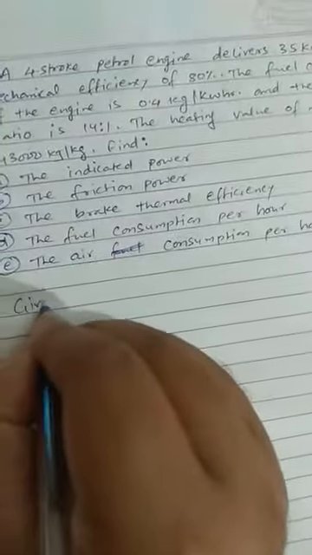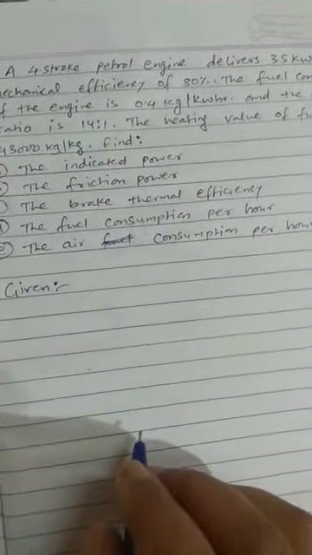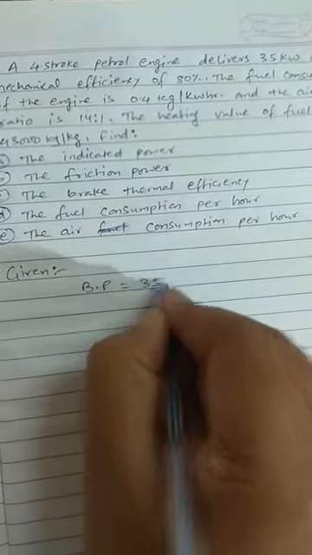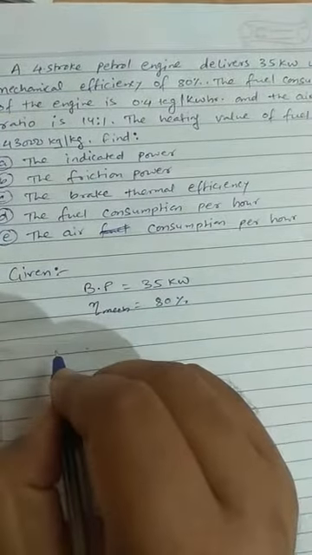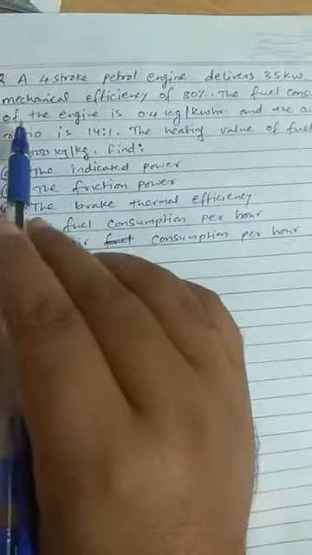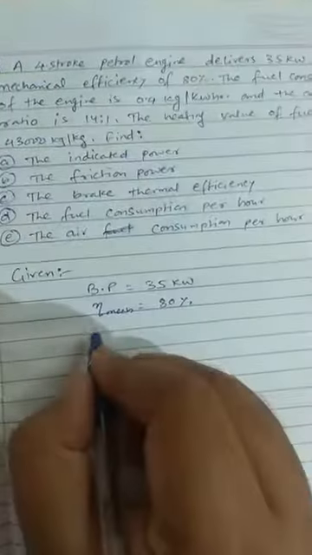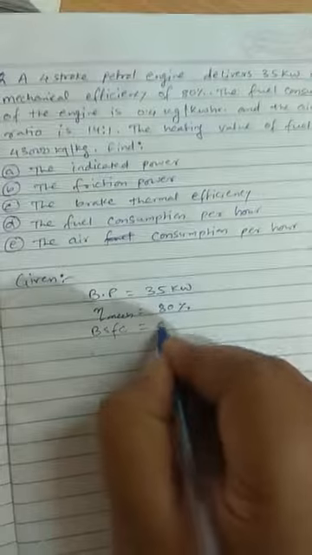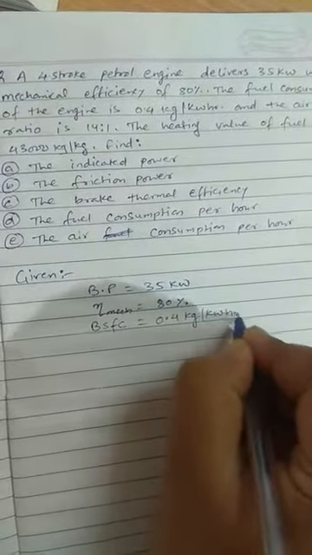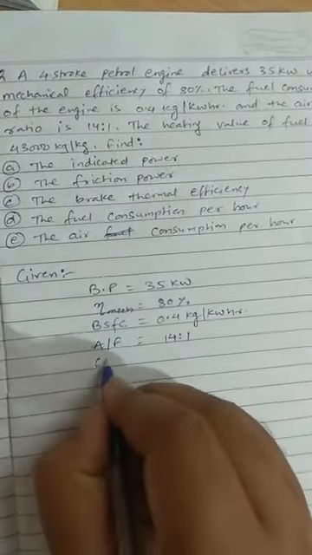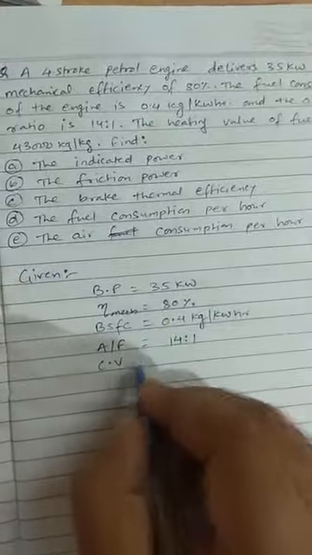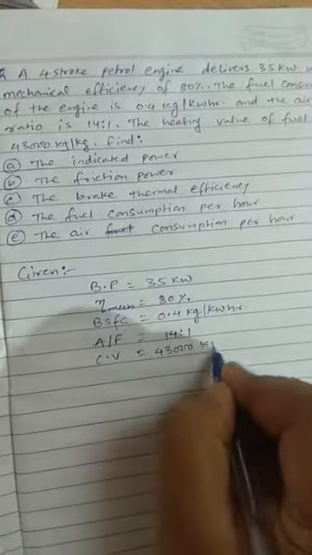First of all, we write the given data. BP is 35 kilowatt, mechanical efficiency is 80%, fuel consumption of the engine is 0.4 kg per kilowatt hour, meaning brake specific fuel consumption is 0.4 kg per kilowatt hour, air fuel ratio is 14:1, and the calorific value, the heat value of fuel, is 43,000 kilojoule per kg.